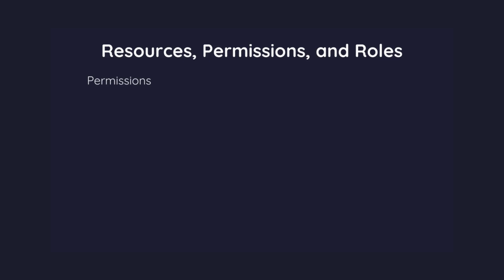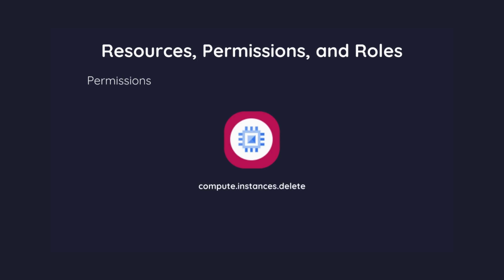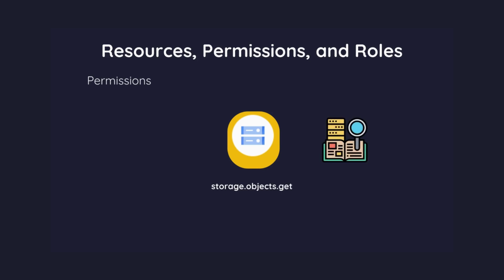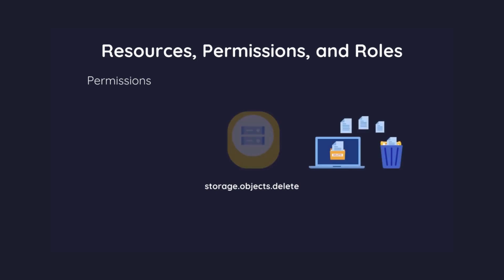Permissions are specific actions that can be performed on a resource. They define what operations are allowed. For example, permissions like compute.instances.create for creating VM instances, or compute.instances.delete for deleting them. Permissions like storage.objects.get for reading data from a bucket, or storage.objects.delete for deleting objects.